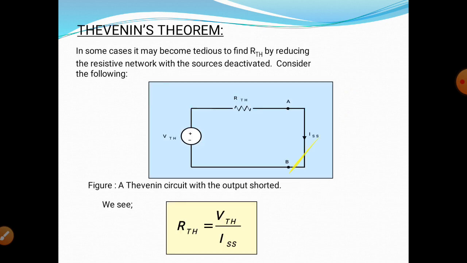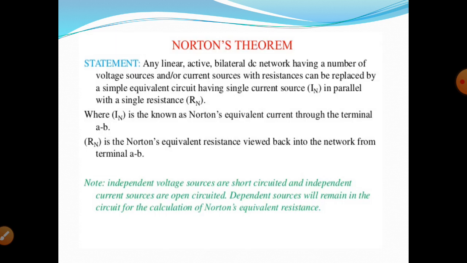And next one is Norton's Thevenin's theorem. This is the equivalent circuit of Thevenin's theorem. R Thevenin is equal to V Thevenin divided by ISS. ISS means the source current. And next one is Norton's theorem.